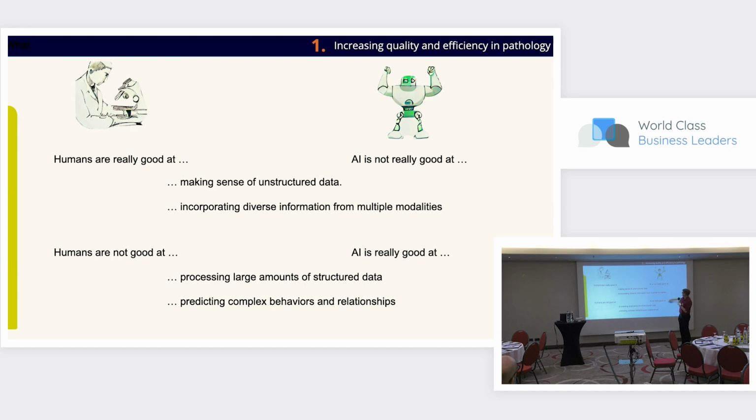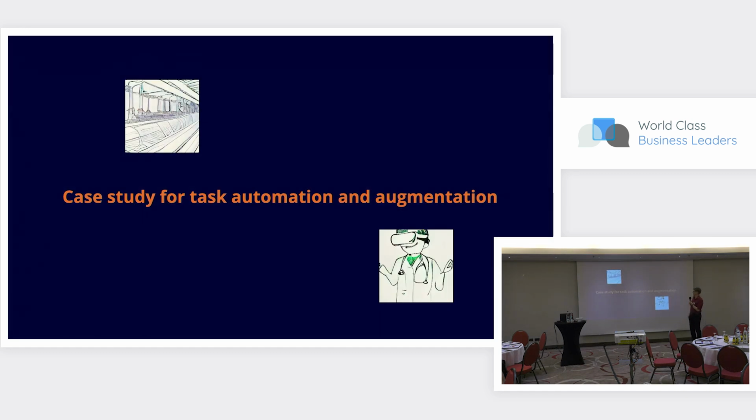And this is actually what AI is really good at. On the contrary, AI is really good at processing large amounts of structured data and predicting complex behaviors and relationships, and not really good at making sense of unstructured data, incomplete data, and incorporating various sources with only a tiny amount of information. So this is where we can start, and let's look at one or several case studies for task automation that we can do in this world.